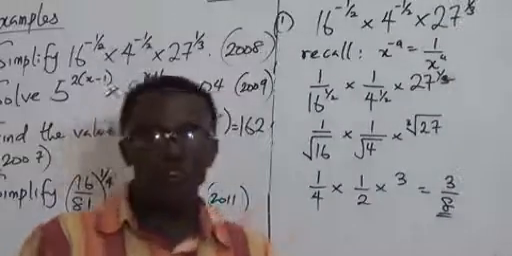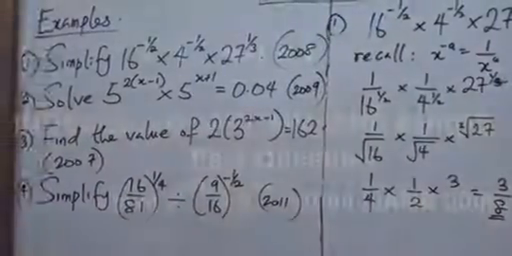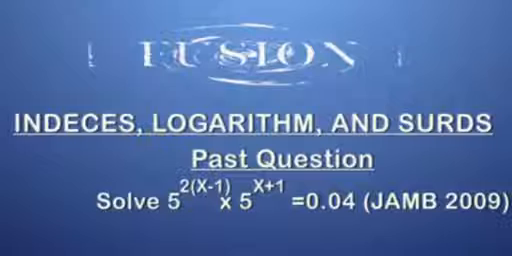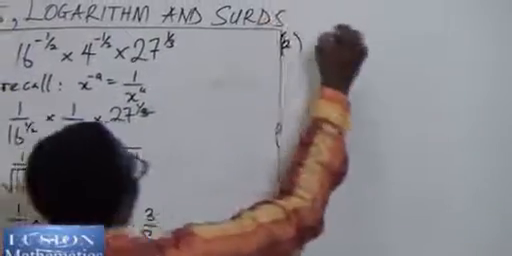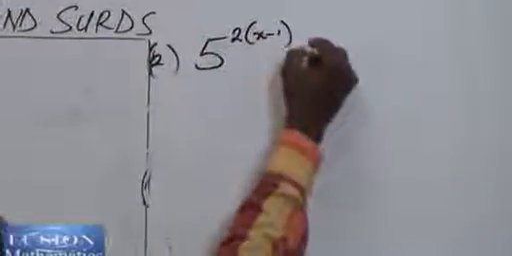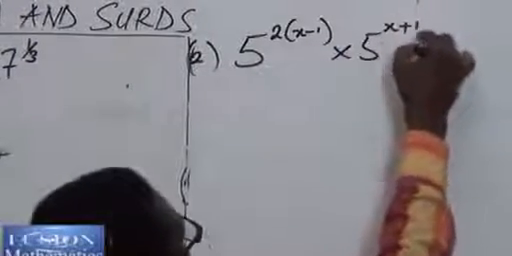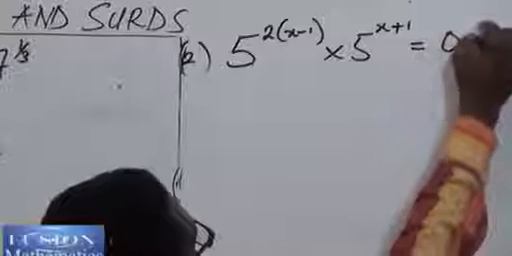Let's move over to question 2. For our question 2, we have solved 5 raised to the power 2 bracket x minus 1 plus bracket times 5 raised to the power x plus 1 equals to 0.04, taken from our 2009 JAMB past question. Let's solve it. Question 2. So we have 5 raised to the power 2 minus 1 equal to 0.04.